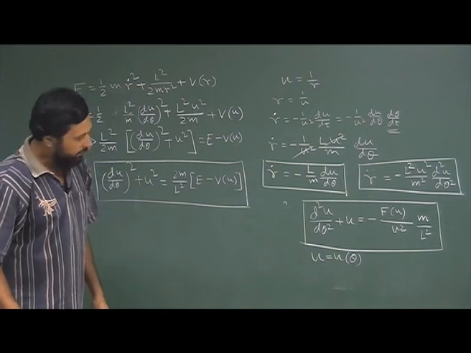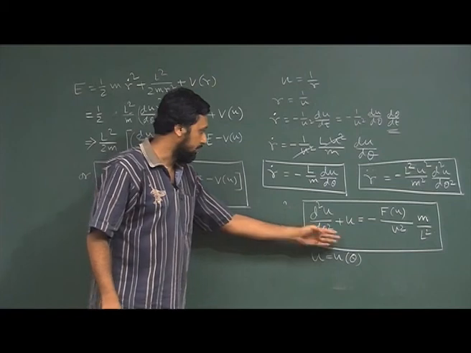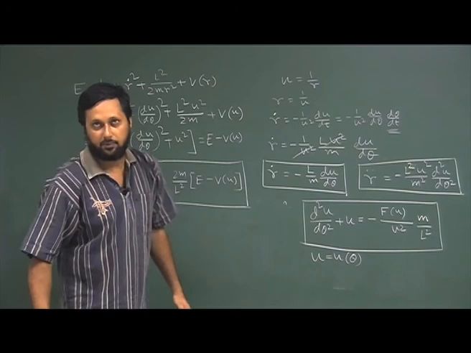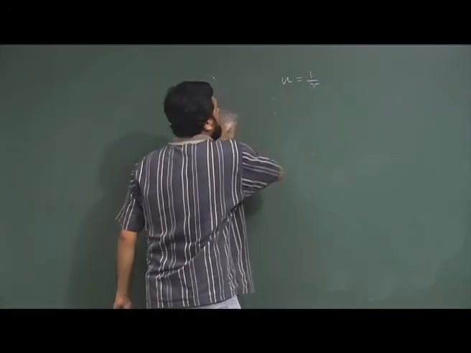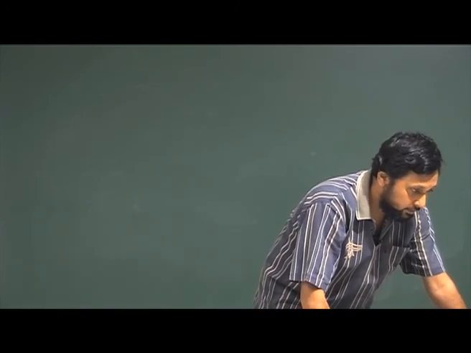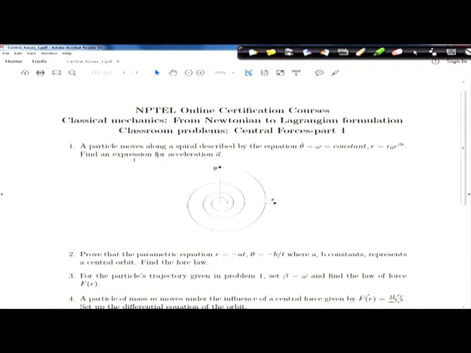Now, before moving any further by using this equation and seeing what happens for different cases, let us take some examples. So, we have some classroom problems like we have in every class. The first problem is a particle moves along a spiral described by the equation theta dot equal to omega equal to constant, r equal to r0 e to the power beta t. We have to find an expression for the acceleration a.